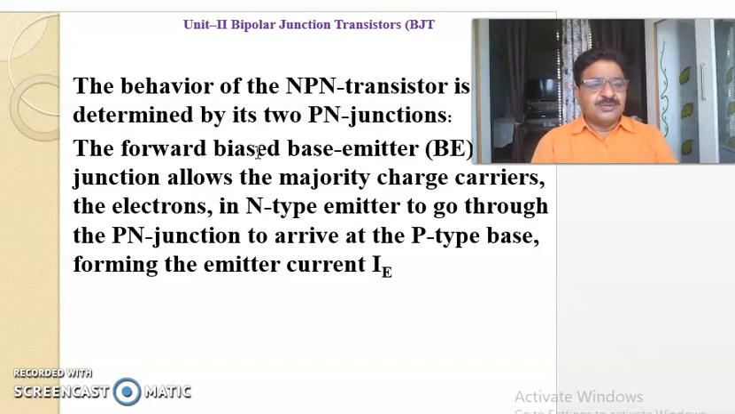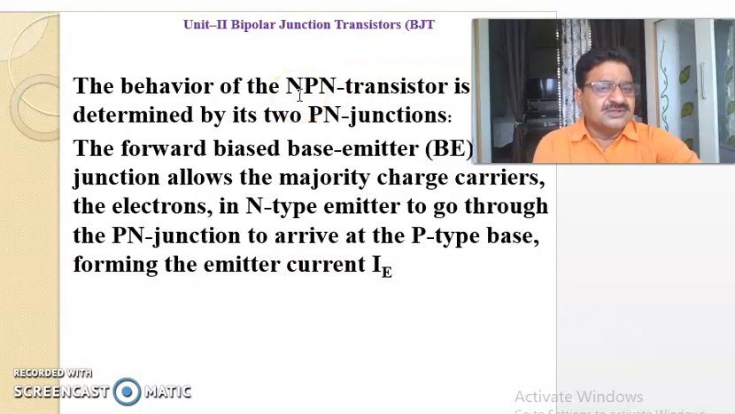The emitter base junction is forward biased. The emitter base PN junction is forward biased, and it allows the majority charge carriers, the electrons in the N-type emitter, to go through the PN junction to arrive at the P-type base, forming the emitter current IE. This point I will show you in the figure. Here what have we mentioned? The emitter diode is forward biased, and the transistor we have taken is NPN.